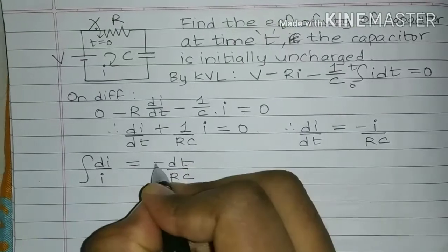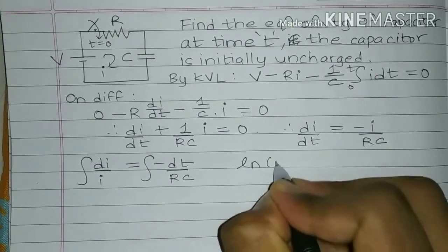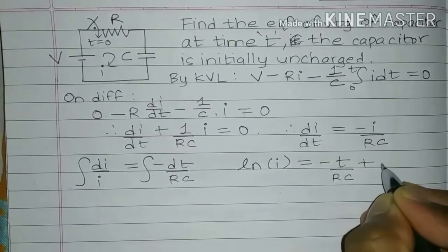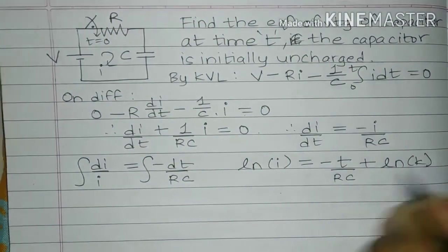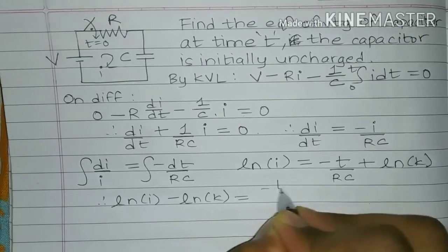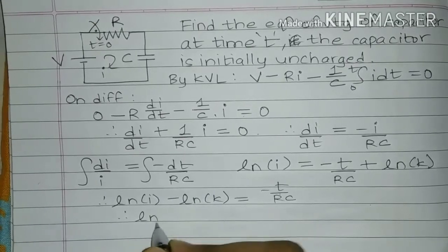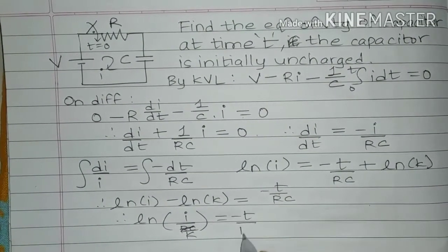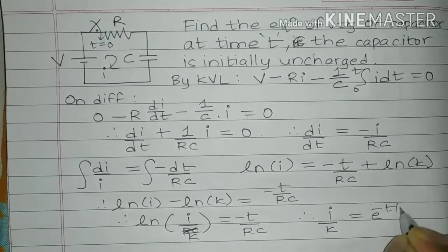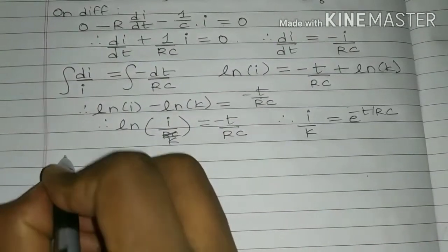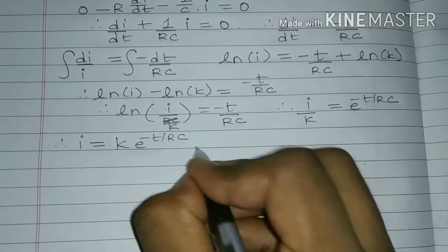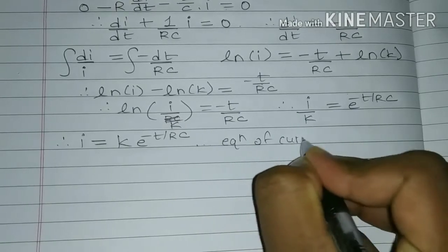Now, by integrating on both sides, we get ln of I is equal to minus t upon RC plus some constant, and that constant we'll write as ln of k. Therefore, ln of I minus ln of k is equal to minus t upon RC. Therefore, ln of I upon k is equal to minus t upon RC. Therefore, I upon k is equal to e raised to minus t upon RC. Therefore, I is equal to k into e raised to minus t upon RC. This is the equation of current through the circuit.